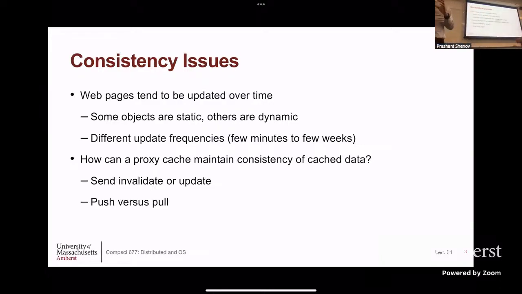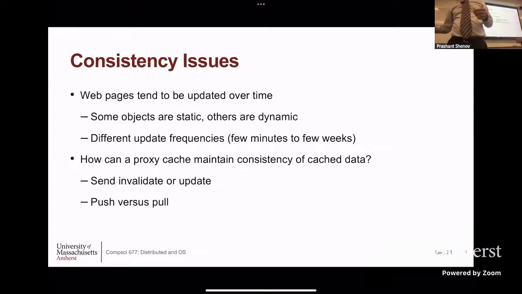Somehow you need to make sure that whenever there are updates at the server, the cache does not serve stale content. Because maybe another browser sends a request saying it wants to get the home page of CNN, and then the cache might say it's already in the cache and return a stale version.